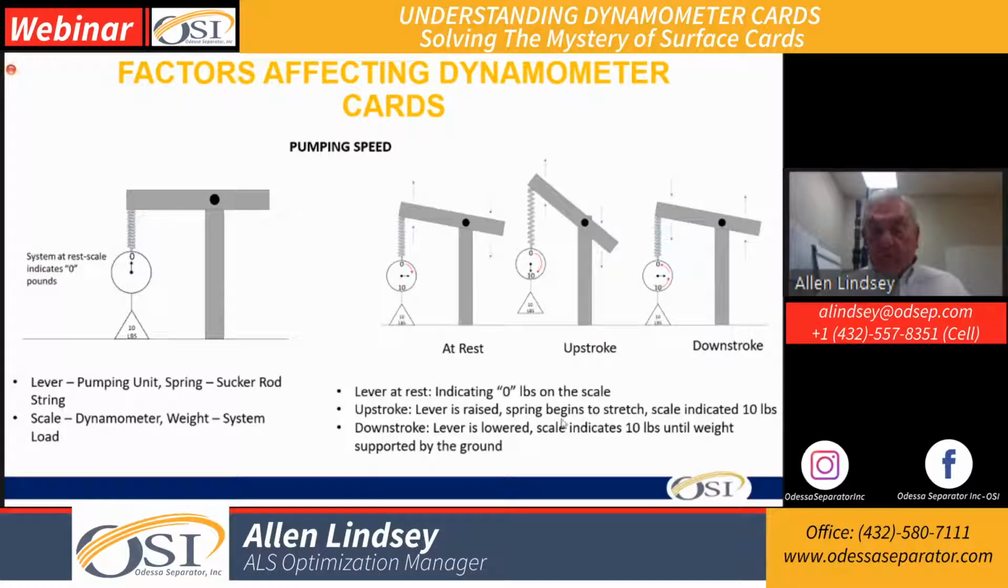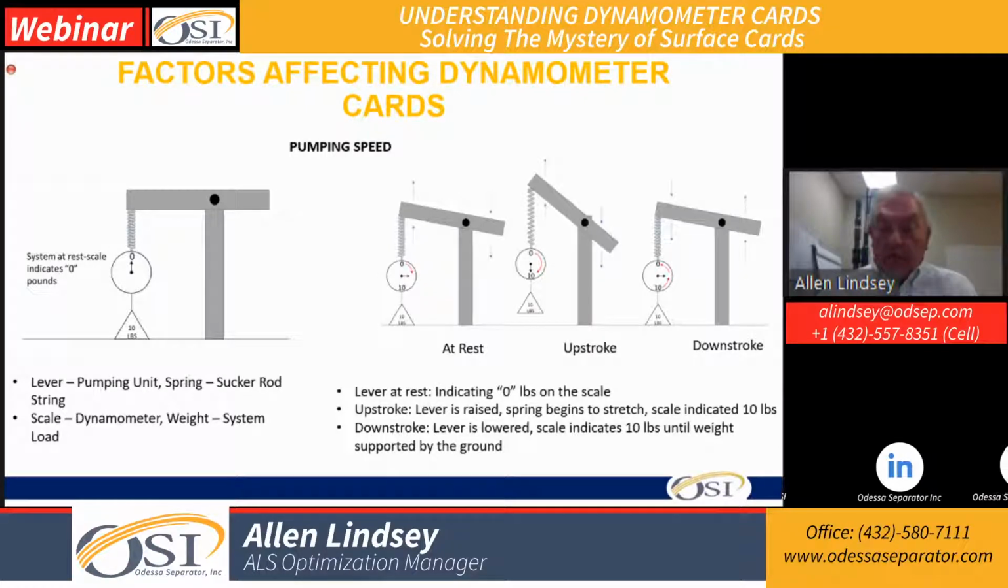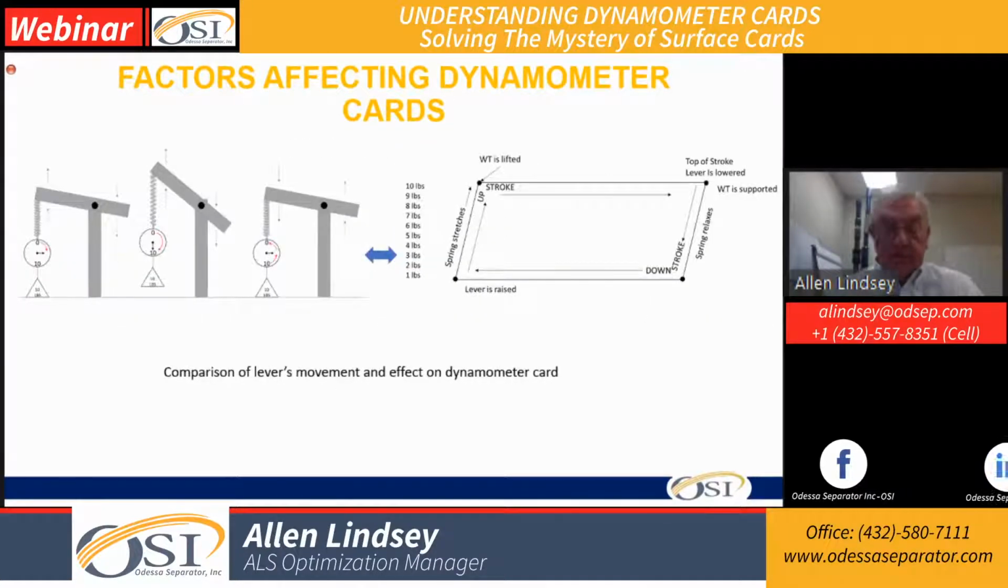As the lever is lowered very slowly for the downstroke, the scale indicates 10 pounds until the weight is fully supported by the ground. As the spring relaxes, the scale indicates a load decrease from 10 pounds back to 0 pounds. The dynamometer card shows the effects of the stretch.